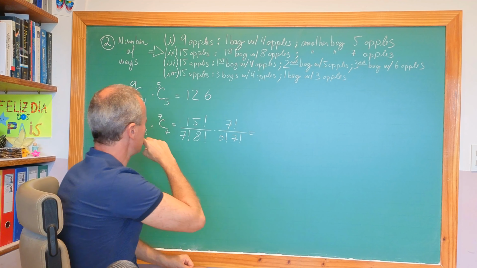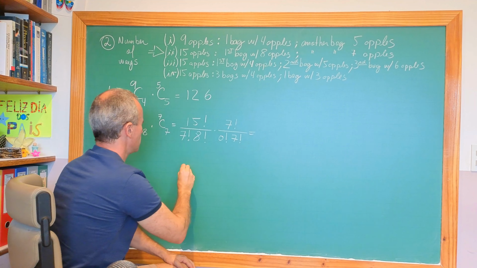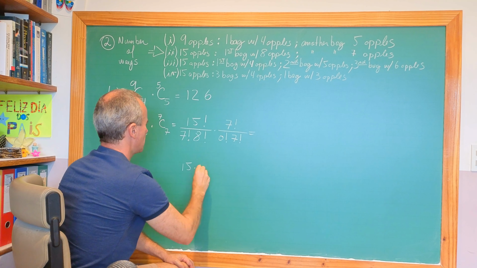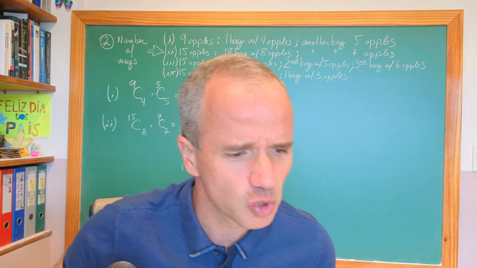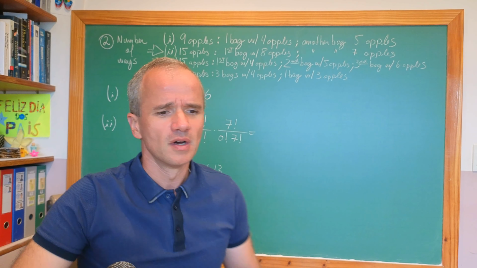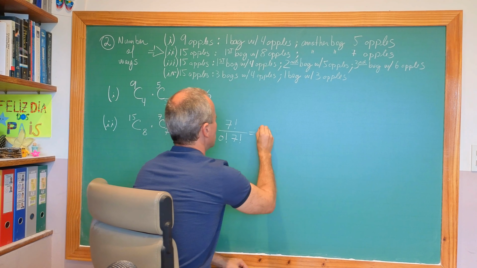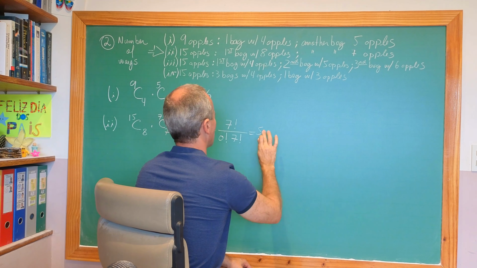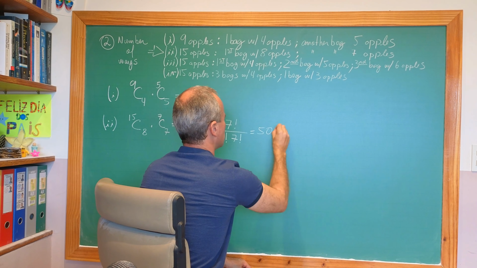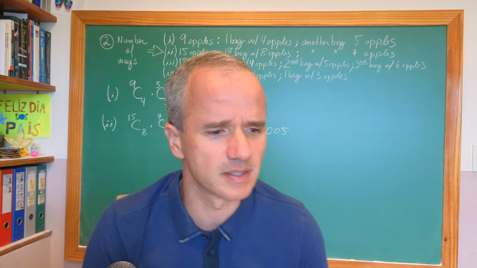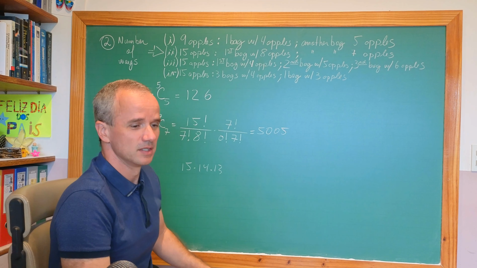So it's going to be 15. Let's do it in here. So 15 times 14 times 13. Well, anyway, I'm not going to do this. Too much work. So this is going to be 5005. I guess I'm going to put it down here. Yeah, okay. 5005, I guess. Yes, correct. Okay.